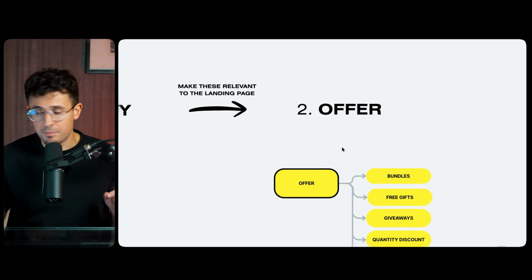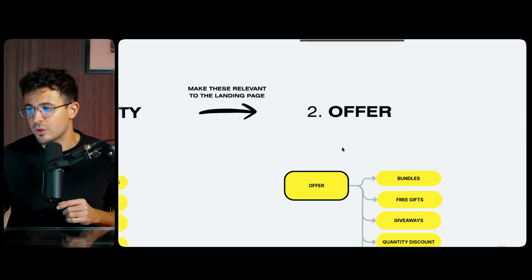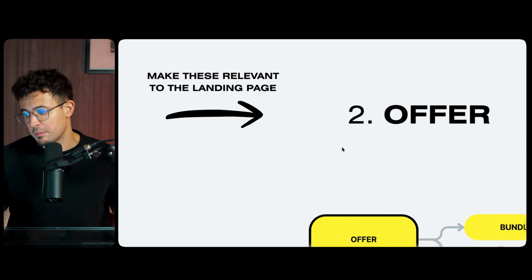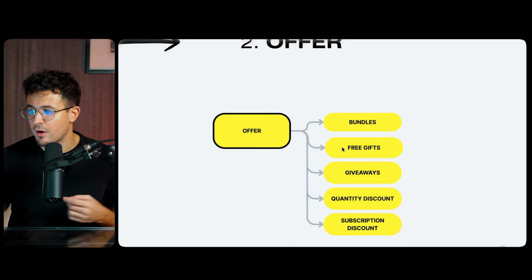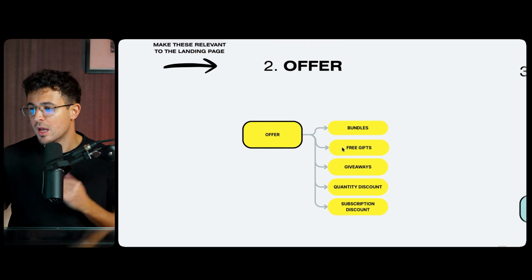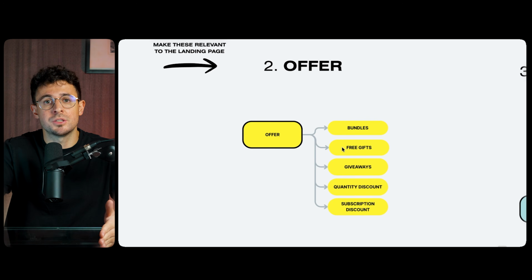Now another very important thing is that Meta, of course, also analyzes your landing page, so you need to make sure that the landing page and the offer match exactly what you're talking about in the ads. Of course, you want the maximum possible AOV, so you can test different types of offers like bundles, free gifts, giveaways, quantity discounts, and subscription discounts. But just make sure that your offer is actually working and is maximizing your AOV.